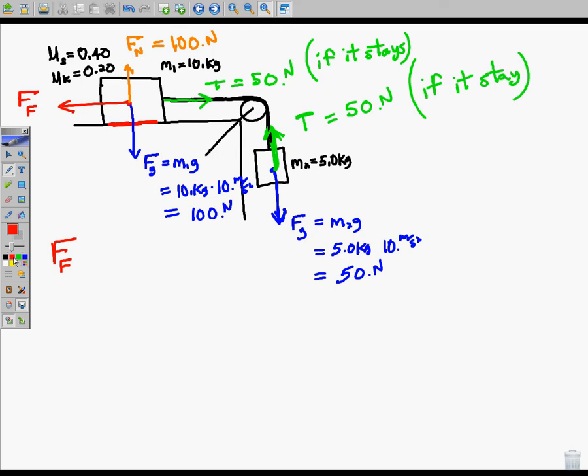Wait, if they cancel each other out, why would you need to know that? Because you need the normal force for this formula. Oh yeah, we need to know what that normal force is to calculate the maximum static friction force.